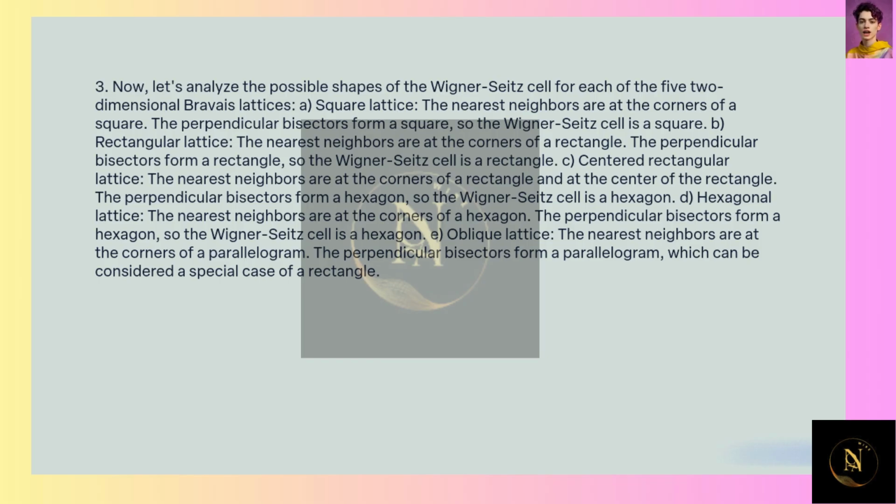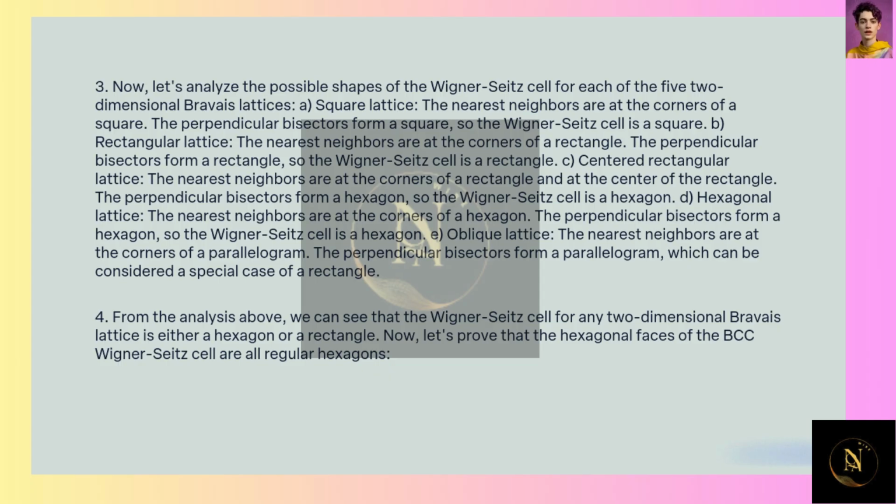C-center rectangular lattice, the nearest neighbors are at the corners of a rectangle and at the center of the rectangle. The perpendicular bisectors form a hexagon, so the Wigner Seitz cell is a hexagon. D-hexagonal lattice, the nearest neighbors are at the corners of a hexagon. The perpendicular bisectors form a hexagon, so the Wigner Seitz cell is a hexagon. E-oblique lattice, the nearest neighbors are at the corners of a parallelogram. The perpendicular bisectors form a parallelogram, which can be considered a special case of a rectangle.